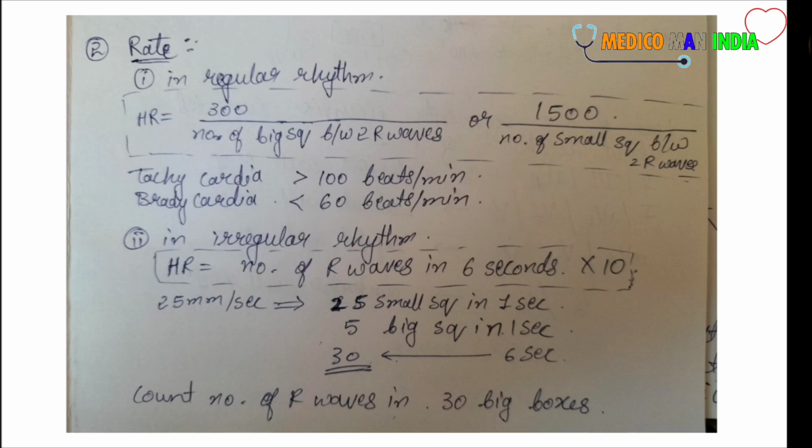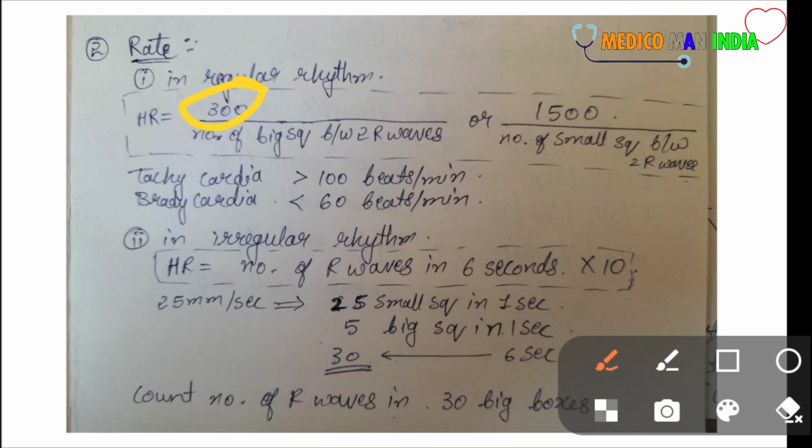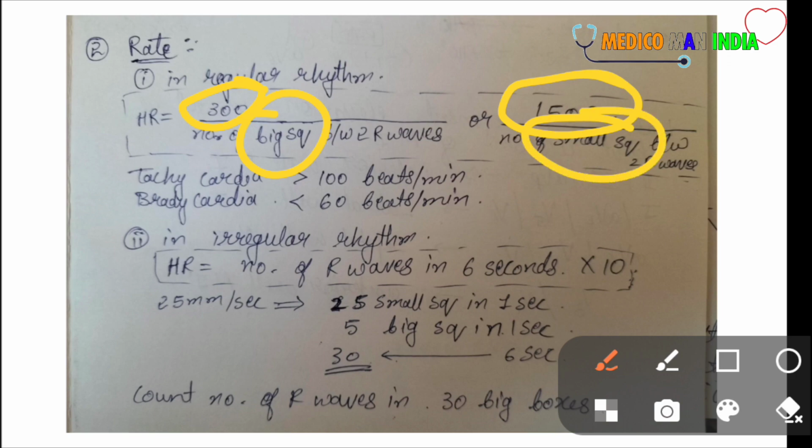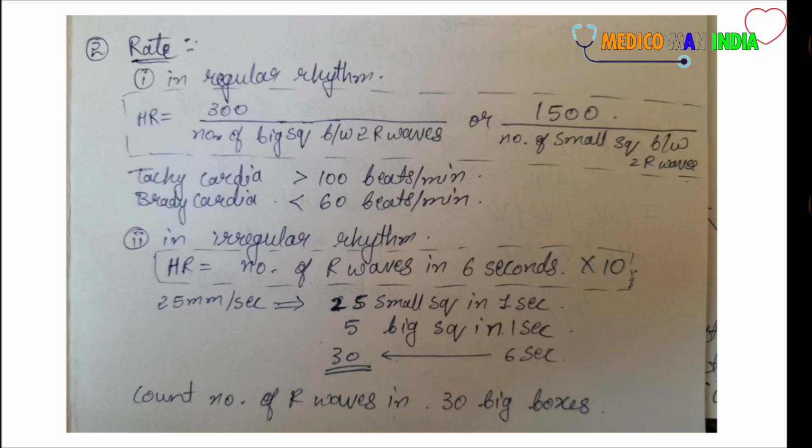First, heart rate in regular rhythm is determined by one formula: heart rate is equal to 300 divided by the number of big squares between two R waves, or 1500 divided by the number of small squares between the two R waves. We should take 300 if we take big squares, and 1500 if we take small squares. If the heart rate comes out greater than 100 beats per minute, it is tachycardia, and less than 60 beats per minute, it is bradycardia.